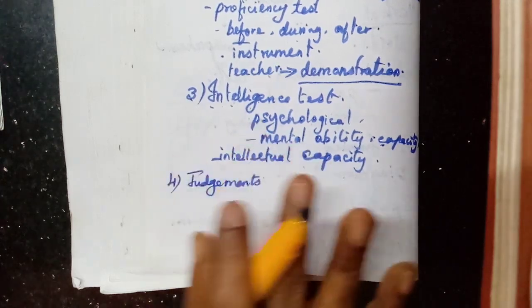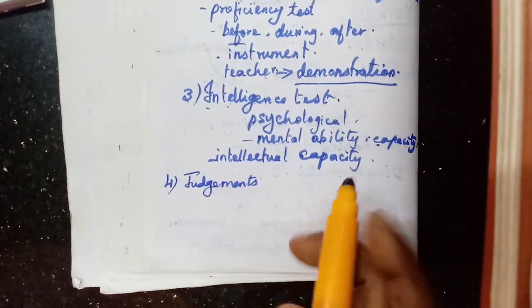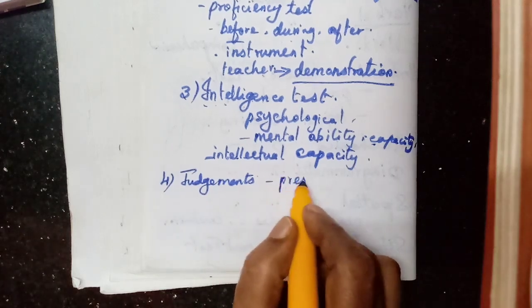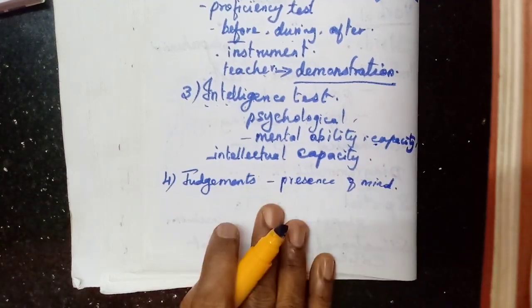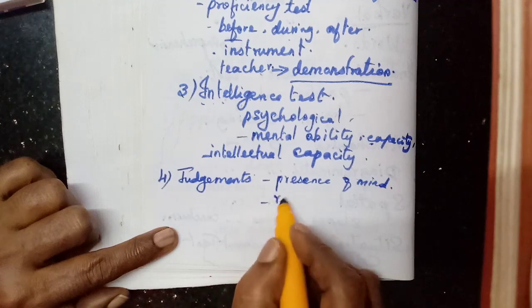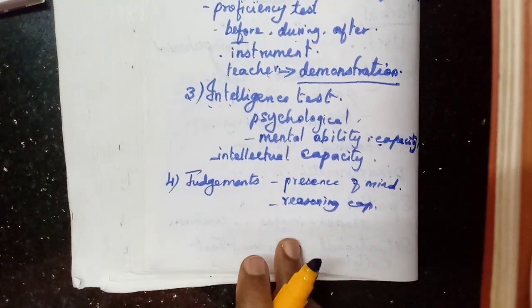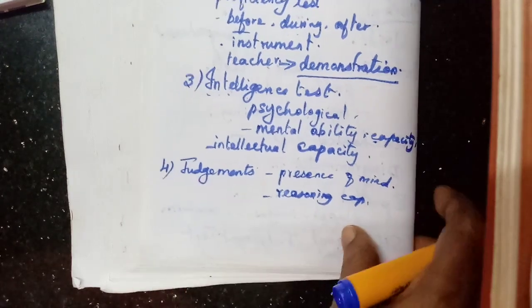Now the judgment test. Four types of ability test are available, isn't it? So the judgment test is the last one. From the judgment test, they will test the presence of mind of the candidate, how much he is able to attend to the question we are asking. The presence of mind and reasoning capacity, how he reasons out a problem. These two will be tested through this judgment test. Okay students, so we have completed the selection test.